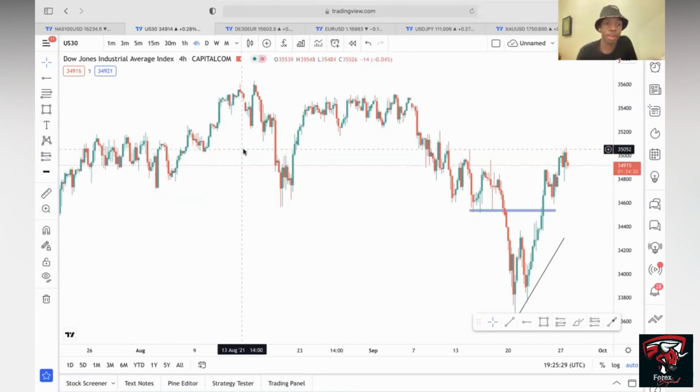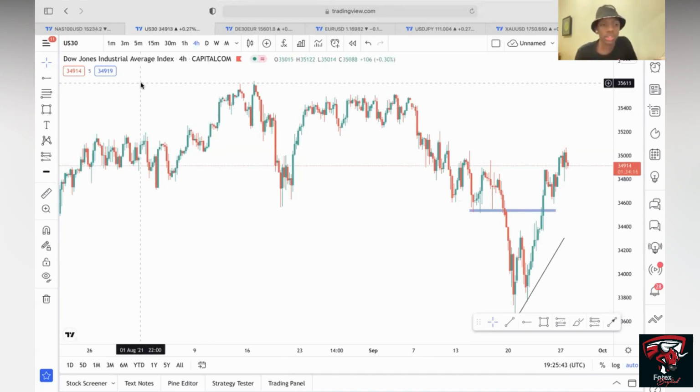I think the New York session open played a role in messing up our setup. I'm a full technical trader. When fundamentals happen, we usually hope most of the time they boost us. Sometimes they go against us.